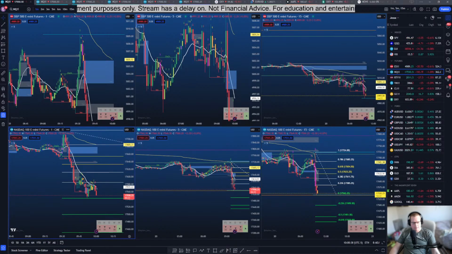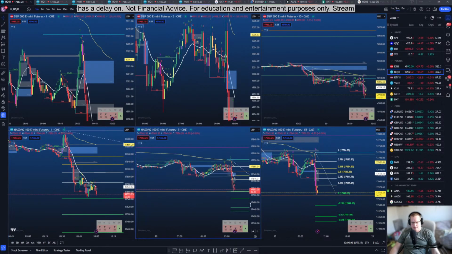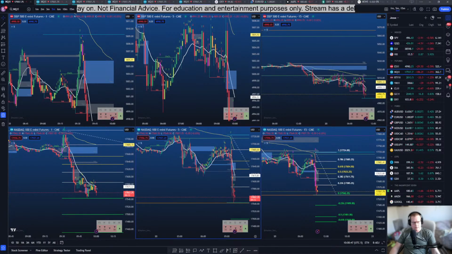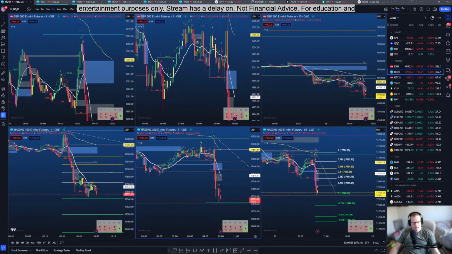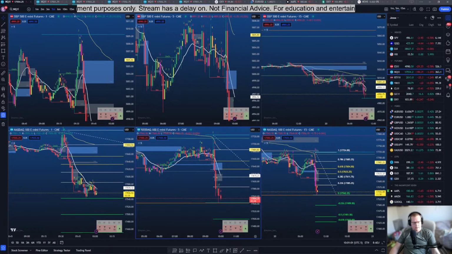So, looking short here. 2-2 reversal. Go sell stops at 49.50 there for the breakout low.